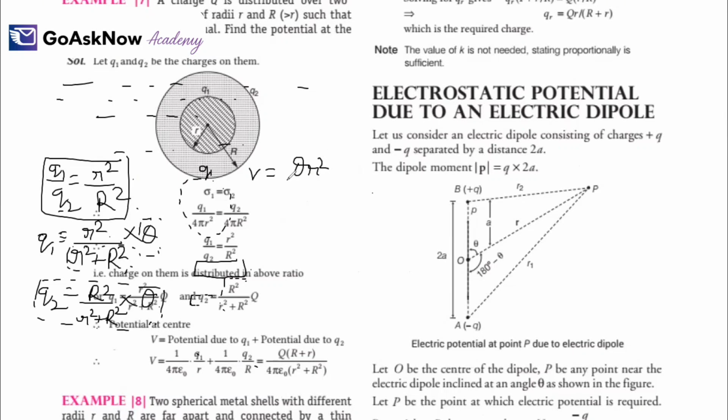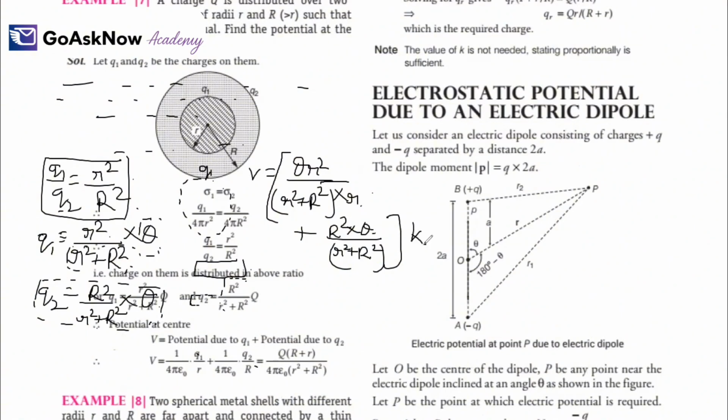Capital Q into small r square upon r square plus capital R square. Okay, now into what? Small r. So this is your q1 value plus q2 value, which is capital R square into capital Q upon small r square plus capital R square, into 4 pi, and k will be common here. So I will take k common.